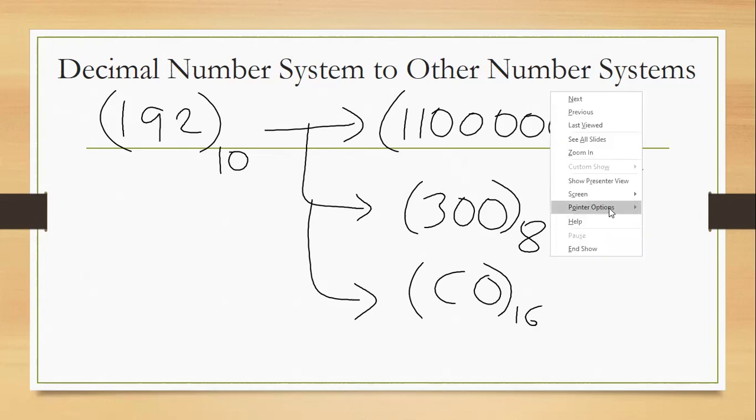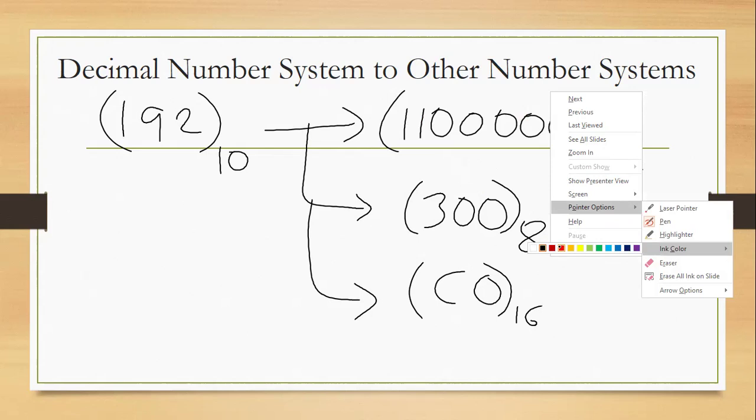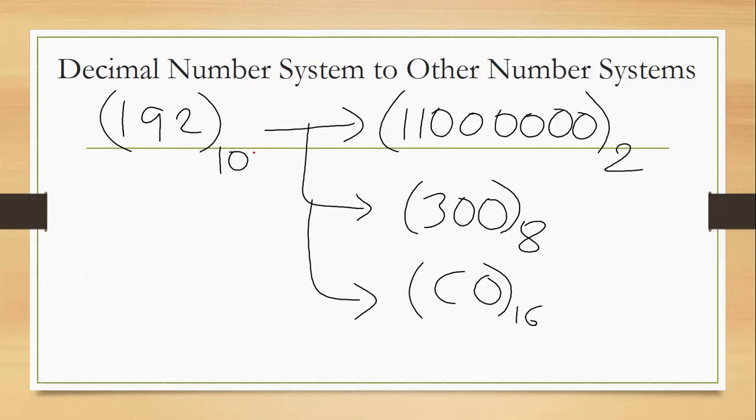Even if you are writing a decimal number, which is already known to everyone, you still need to represent the radix. If it is a decimal number, you need to represent it with a 10. This is a binary number with base 2, an octal number with base 8, a hexadecimal number with base 16. So this is the conversion from the decimal number system to other number systems.